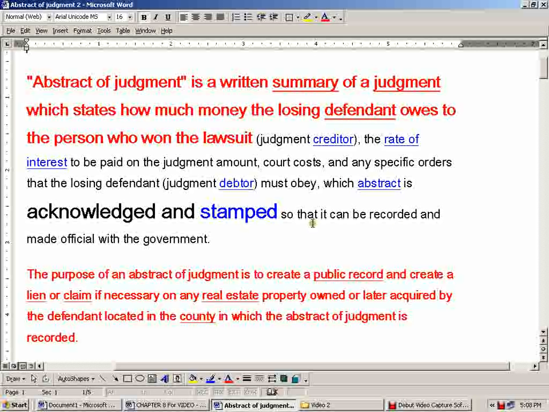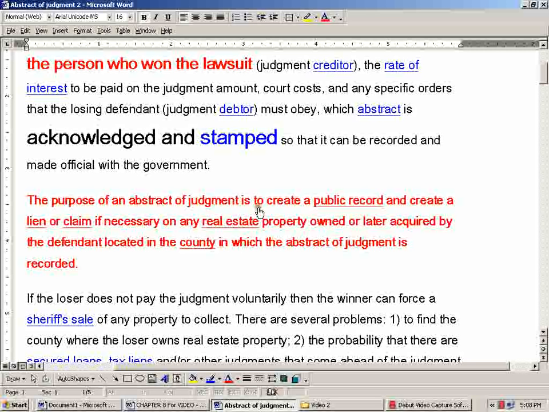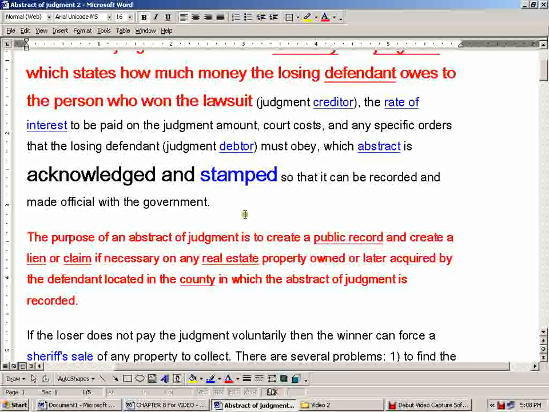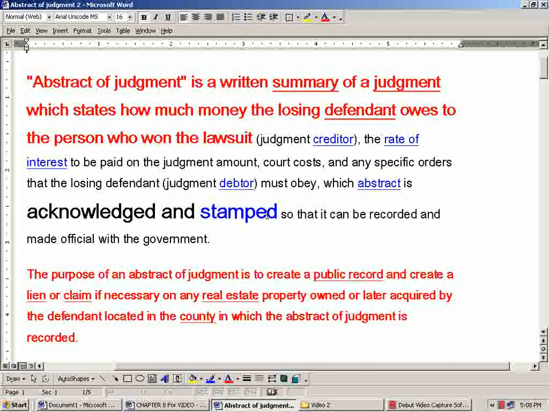Again, I don't know what they mean by stamped. To me, it didn't say sealed with a court seal, it said stamped. Do they mean a revenue stamp? That's what I think they mean, the documentary stamp. The purpose of an abstracted judgment is to create a public record and create a lien or claim, if necessary, on the real estate. So it's this properly filled out abstracted judgment, which is the lien. That's the lien document, right? And so when you get a notice of lien, what you're asking for then is, where's the abstracted judgment that's been filed with the court and recorded in the county where the real property is?